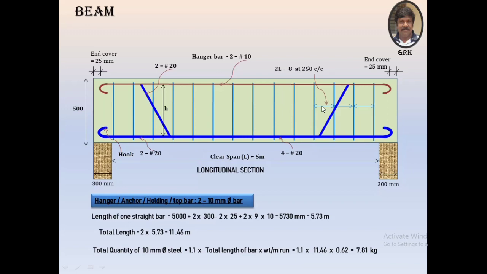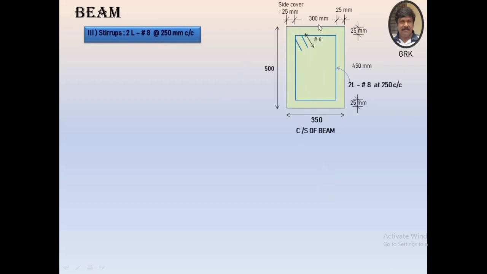And next will be the stirrups, which are of 8 mm diameter, 2 leg stirrups spaced at 250 mm center to center. We'll have the cross sectional view of this one. There is a cross sectional view. We have provided the bottom cover as 25 mm and top cover as 25 mm. The side covers as 25 mm. This length is taken equal to 6 times the diameter of the bar. So 2 extra lengths have to be taken.